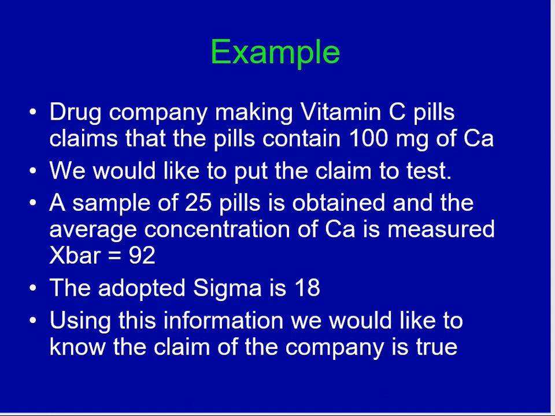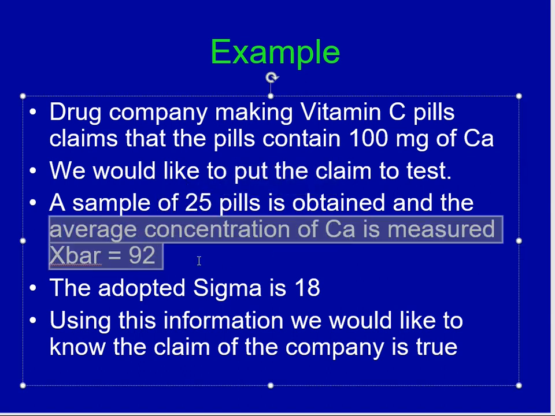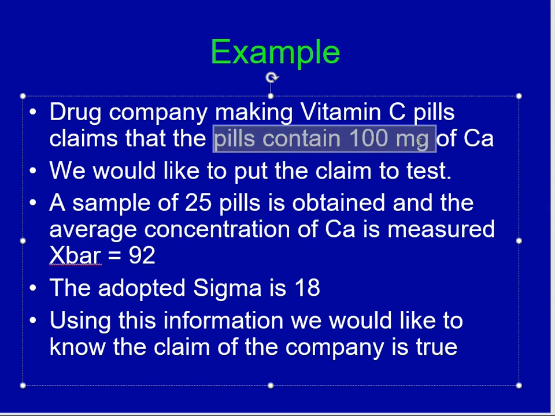So here's an example. A drug company making vitamin C pills claims that the pill contains 100 milligrams of calcium. You know, calcium is needed for the absorption of vitamin C. We would like to put this claim to the test, and therefore we took a sample of 25 pills and sent them to the lab, and the lab came back with an average concentration of calcium of 92. So the X bar was 92. The drug company was claiming that mu is 100.